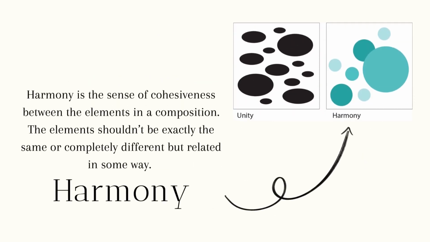Harmony. Harmony is the sense of cohesiveness between the elements in a composition. The elements shouldn't be exactly the same or completely different, but related in some way. Color palettes or similar textures create a sense of unity between different components. Using similarly shaped items will create harmony because they will seem related. Not enough or too much harmony can make a design dull. There needs to be some kind of variety for it to be visually interesting.